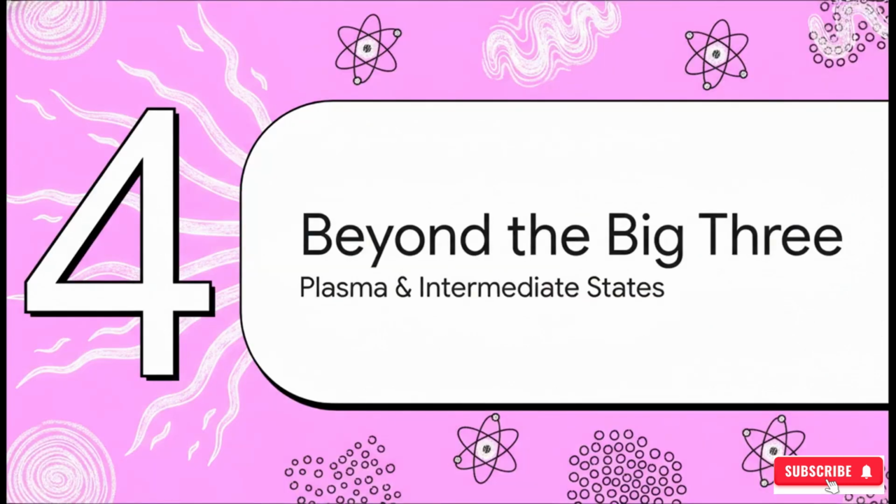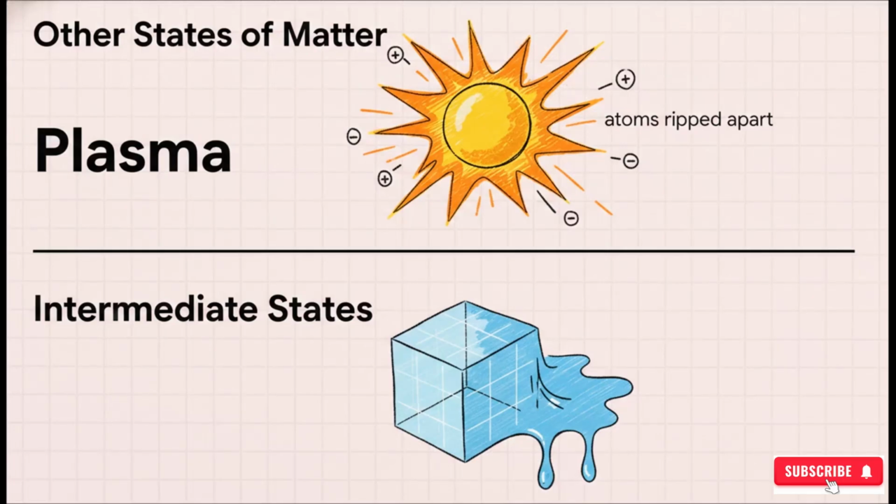Now, you might be thinking, okay, solid, liquid, gas, got it. But believe it or not, that's not the whole story. Let's take a quick detour and look at some of the other, more extreme states of matter. First, we have plasma. And no, this has nothing to do with blood plasma. This is what scientists call the fourth state of matter, and it's actually the most common state in the entire universe. So what is it?